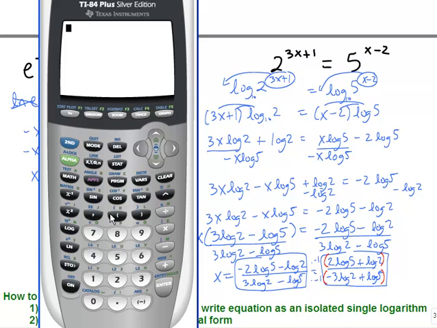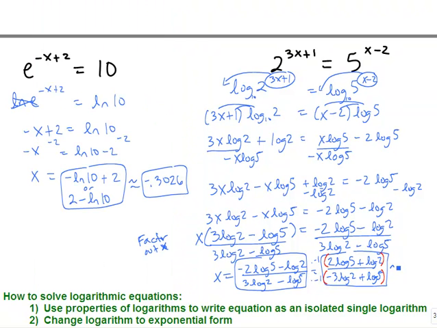So we're going to have parentheses 2 log 5, close the parentheses for the log, plus log 2, close the parentheses for the log, close the parentheses for the numerator. Then we're going to divide that by parentheses negative 3 log 2, close the parentheses for the log, plus log 5, close the parentheses for the log, close the parentheses for the denominator. Hitting enter, we get negative 8.3234, rounding off a little bit.